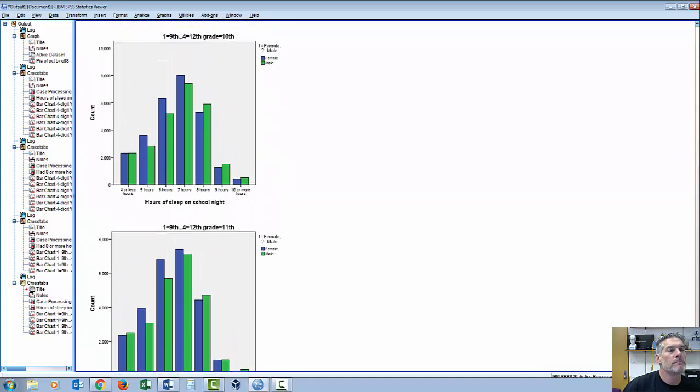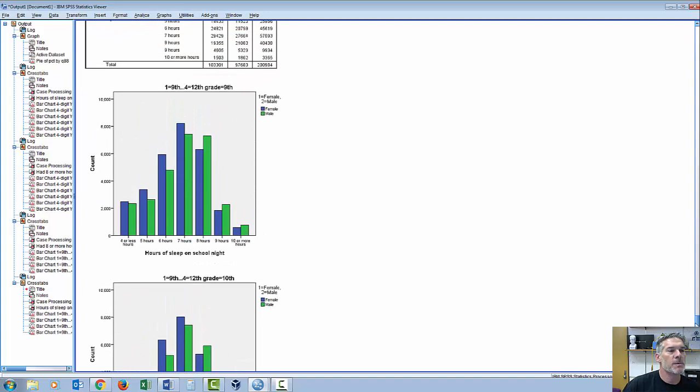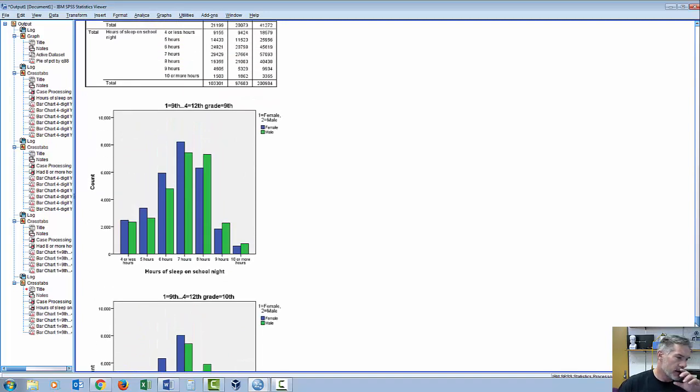Okay, so what is this? Males and females. The first one is the 9th graders. And we see the same basic pattern we've seen before. How do you know it's 9th? Read at the top. What does it say? It says 1 equals 9th, 4 equals 12th, and grade equals 9th. That's 9th grade. Well, that's the name of the variable.